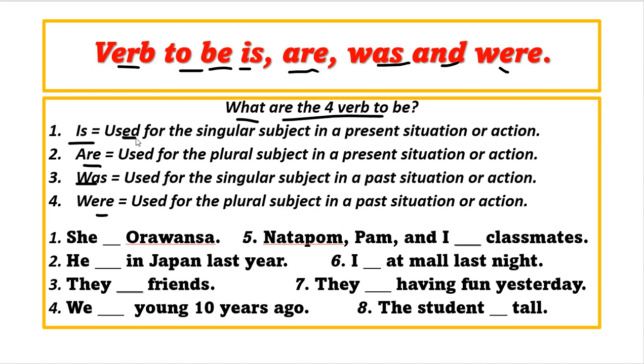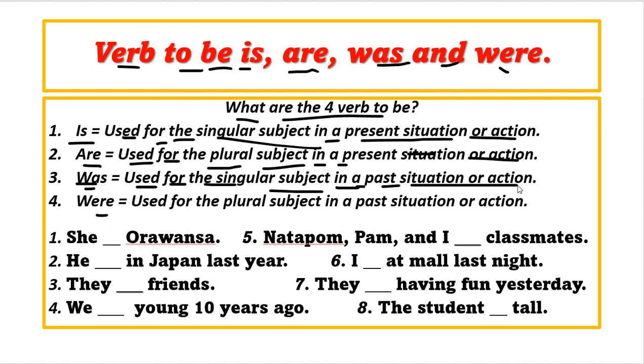Is is used for a singular subject in a present situation or action. Number 2, are is used for a plural subject in a present situation or action. And number 3, we have was, used for a singular subject in a past situation or action. So this one is the past, and this one is the present, today.